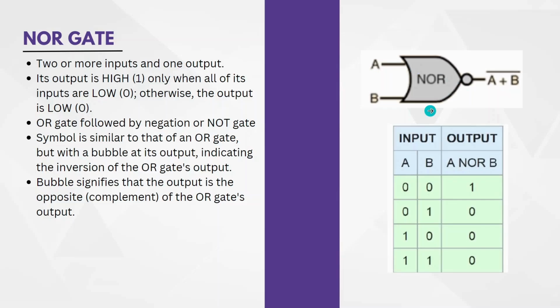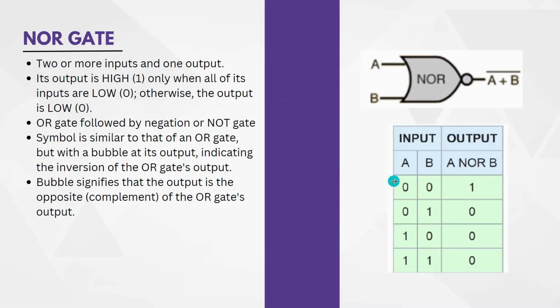This is the symbol of NOR gate. This is the OR gate, and since there is a bubble here, it becomes a NOR gate. And this bar indicates it as complement. We can define the truth table of the NOR gate like this. Output is high only when all of its inputs are low, otherwise the output is low.